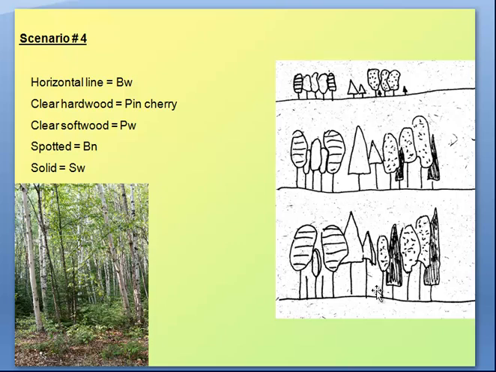And that pretty well gives you some of the scenarios we want to address for mixed woods. Lots of variety, and you have to understand the sylvics of each one and its position in the stratum.